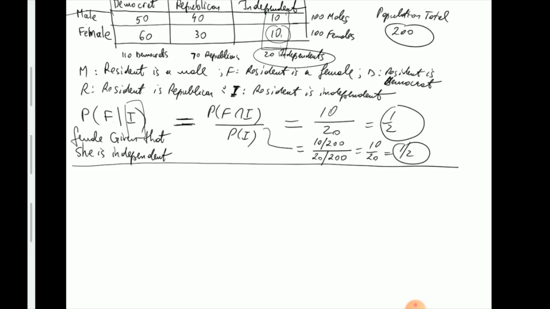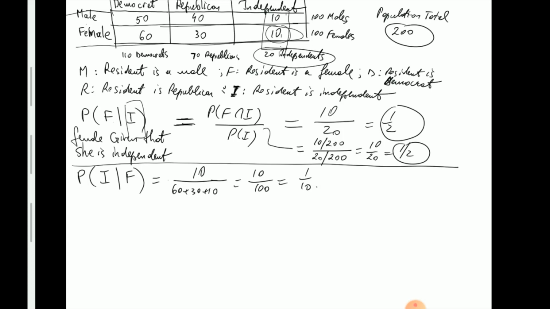So here's another example. Let's switch this. What is the probability of picking an independent given that she is a female? Pay attention here. If I give you that I picked a female, then the possibilities are on the last row. I picked a female, meaning the total number of relevant outcomes now is 60 plus 30 plus 10. You already computed the summation, it's 100. And of these, the number of independents is 10. So it's going to be 10 over 100, which is 1 over 10.